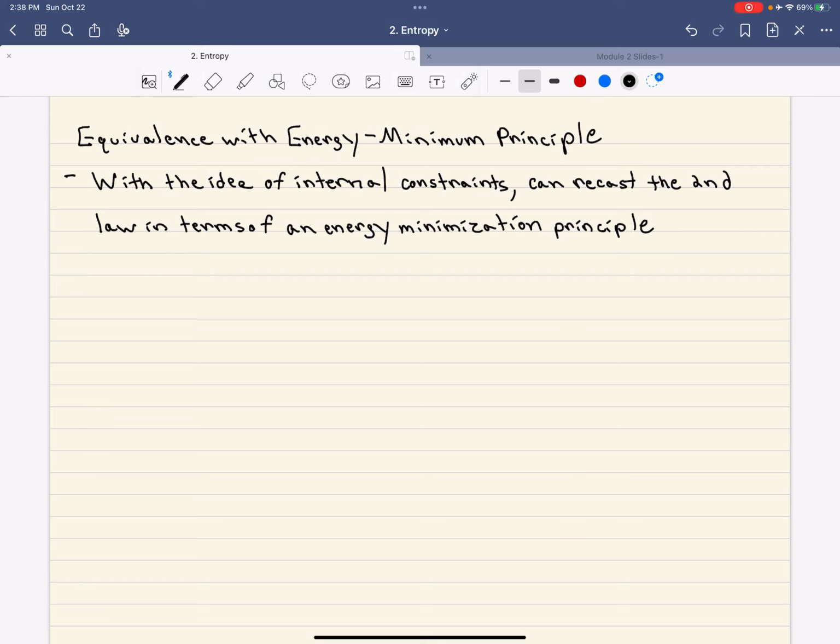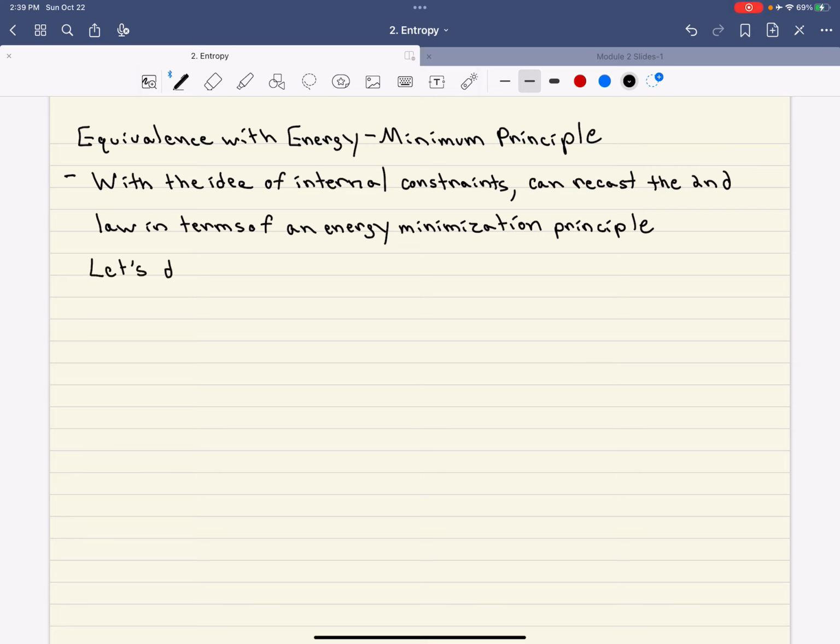In the previous videos, we defined equilibrium in terms of the maximization of entropy. What I want to show in this video is that we could also define equilibrium in terms of the minimization of energy. This is going to be equivalent to the entropy maximization definition. So we're going to show how these two definitions are related to one another.